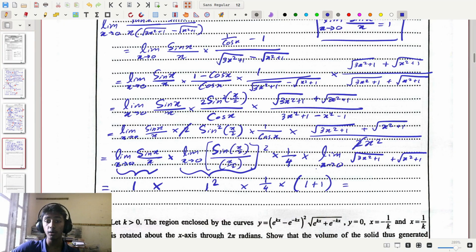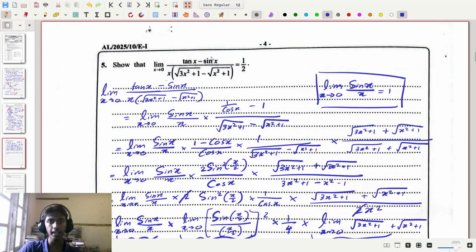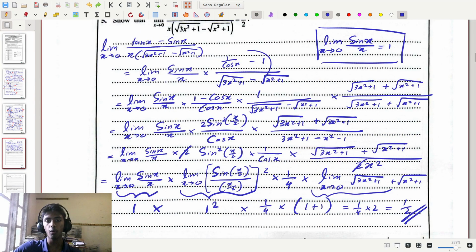Now if we simplify all of this, the 1 goes, the 1 squared goes, the 1/4 stays as it is, and this bit turns into 2. So therefore we have 1/4 times 2, which is going to be 1/2. And that is the answer we are expecting. So we can see we got the answer we expected, and we did so with all of this simplification here. So that's going to be our final answer.